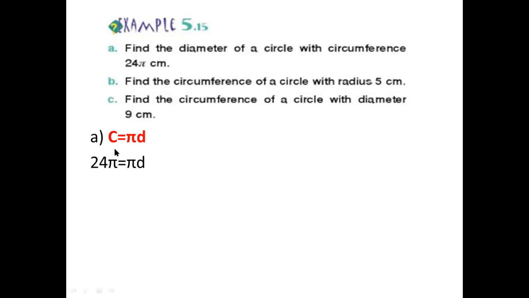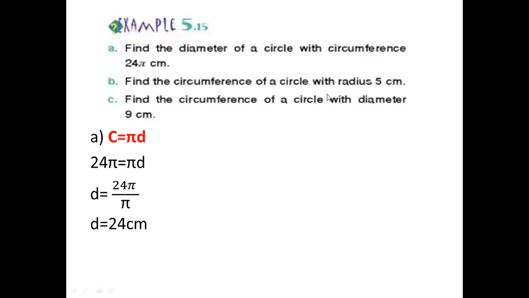It means 24 pi is equal to pi times D. Okay, I should find what? Diameter. That's why I will divide both sides by pi. It means D is equal to 24 pi over pi, and if you simplify pi's, D is equal to 24 centimeters. Good.